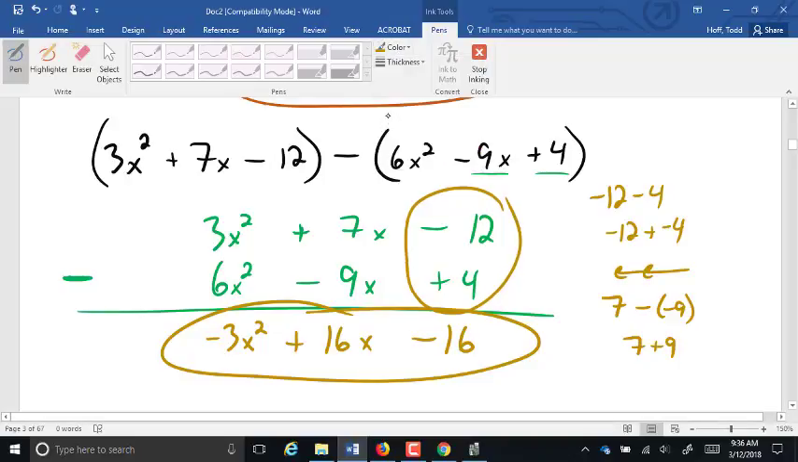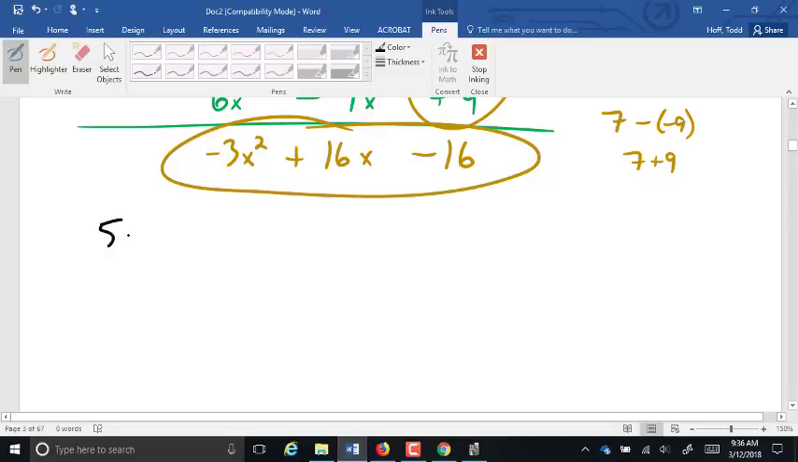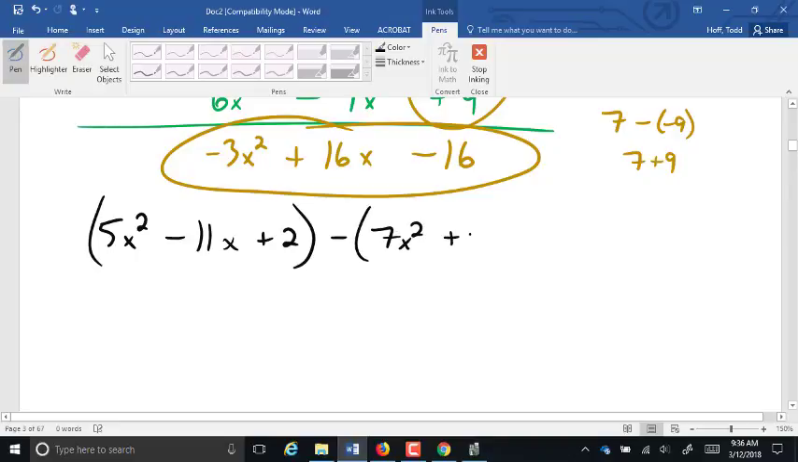I'm going to have you guys try one. 5x squared minus 11x plus 2 minus 7x squared plus 3x minus 9. I'm going to have you give that a shot quick.